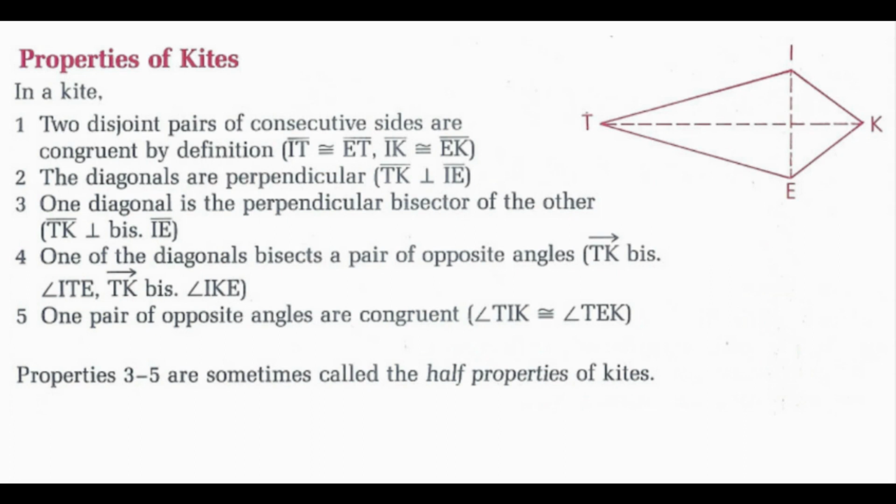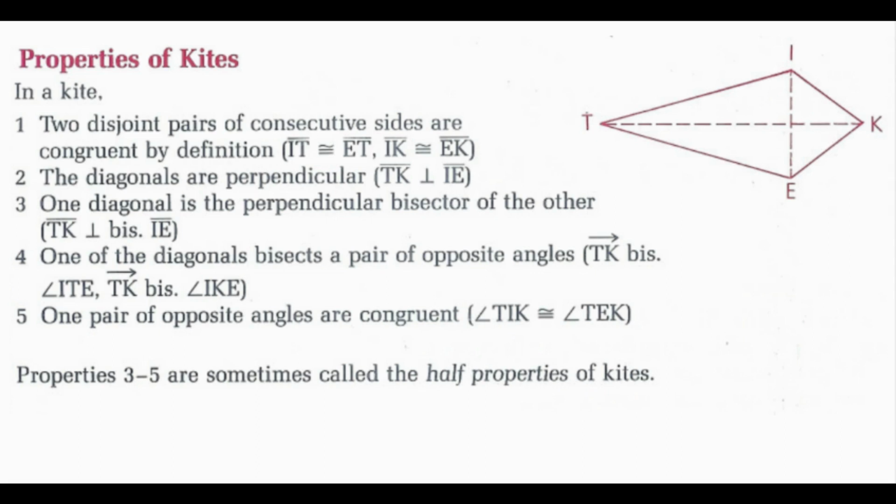One diagonal is the perpendicular bisector of the other. Remember, perpendicular bisector is the segment that is perpendicular and bisects another segment. So if TK is the perpendicular bisector of IE, that would mean these would be right angles, as well as this segment would be congruent to this segment. One of the diagonals bisects a pair of opposite angles. So if we were to say that ray TK bisects angle ITE, it would mean that this angle is congruent to this angle. And we could say that ray TK bisects angle IKE because it's pairs of opposite angles. So this angle would be congruent to this angle.